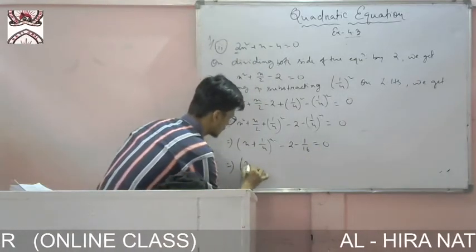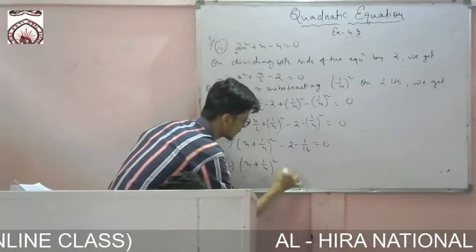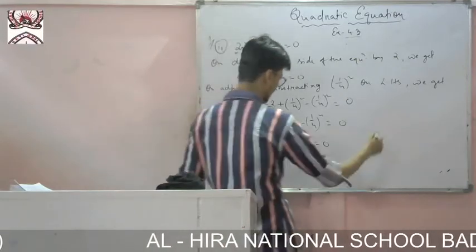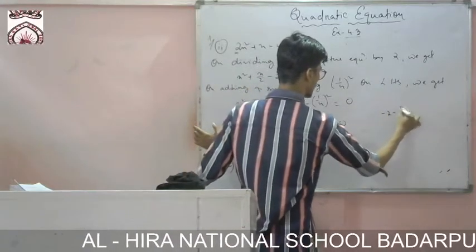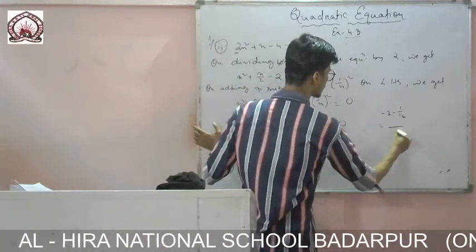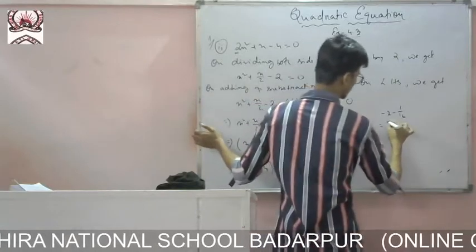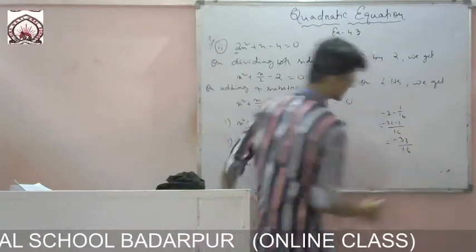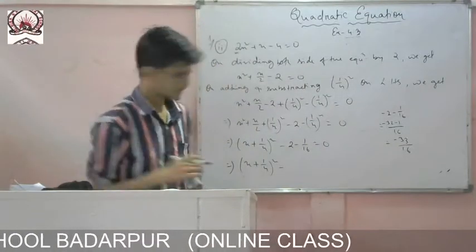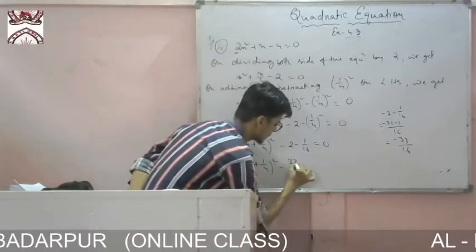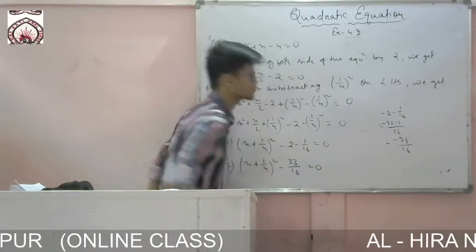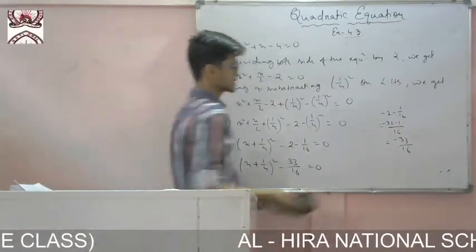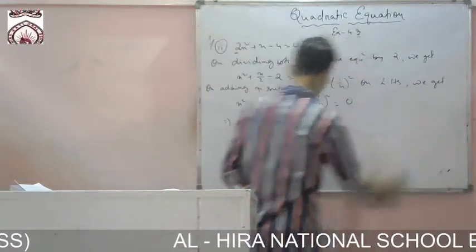So x plus 1 by 4 whole thing square minus, so minus minus it is becoming plus. If I do the LCM, it will be minus 2 minus 1 by 16. If I solve it, it will be 16 here, 32 minus 1, that is minus 33 by 16. So here coming minus 33 by 16 equals to 0. Is it clear? Here it is coming minus 33 by 16, which is equal to 0.